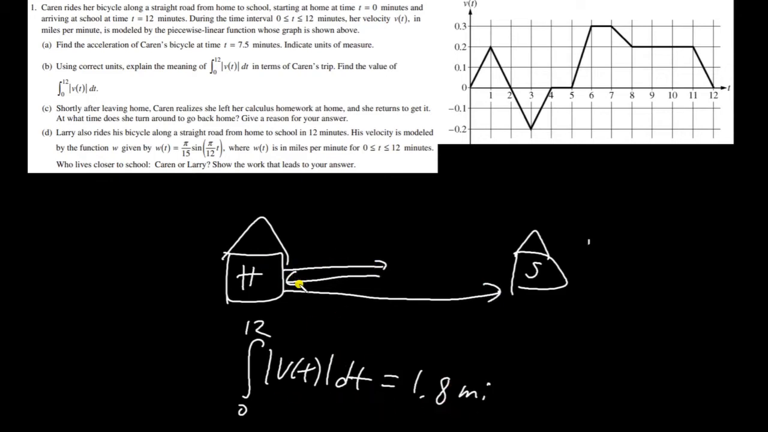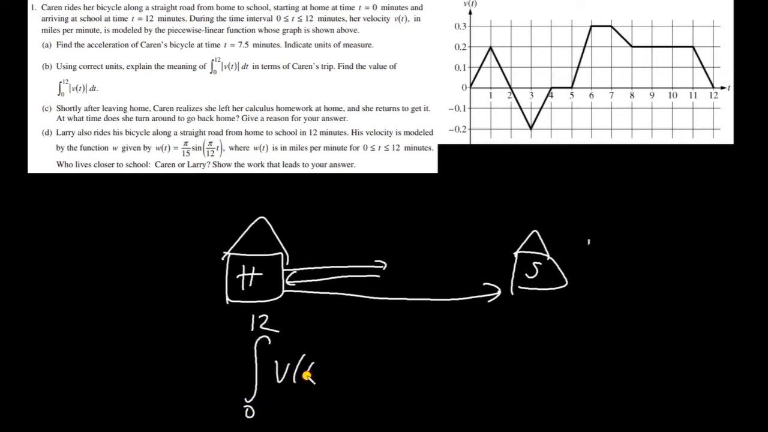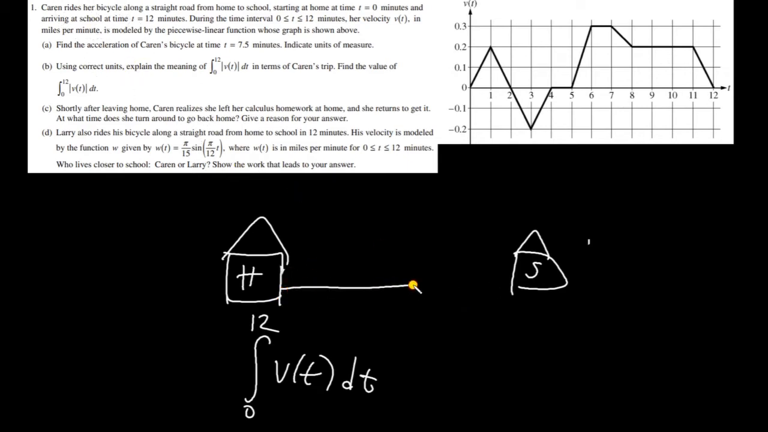If we want to find just how far the school and the house are from each other, we have to do a different integral, and that's going to be the integral from 0 to 12 of just the velocity, okay, no absolute value. And that's going to give you just the plain displacement between the house and the school. So if you just walked from here all the way to there, how far is that distance, okay? So this is going to be Karen's distance, okay?